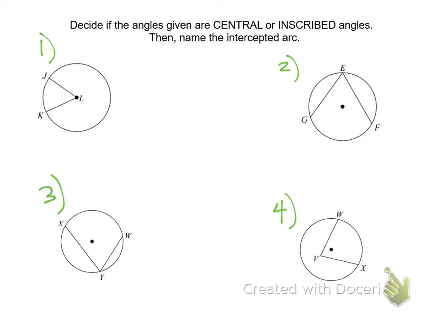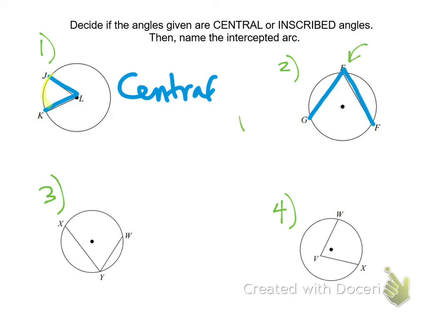Okay, so the first one, where's the vertex? L. In the middle, the center, so we call that central. What is the intercepted arc? JK. Second one, where is the vertex? On the edge, so we call that inscribed. And the intercepted arc is GF. 3, where is the vertex? On the side, which makes it inscribed. And the intercepted arc is?